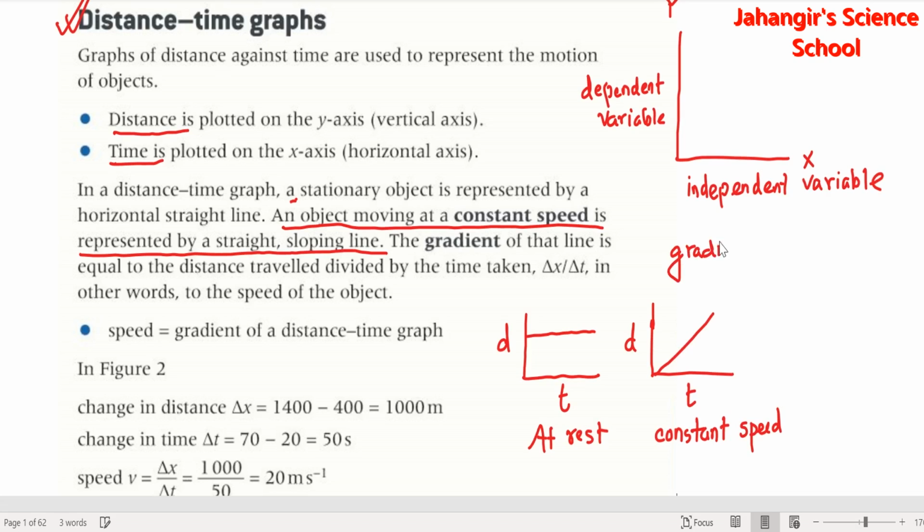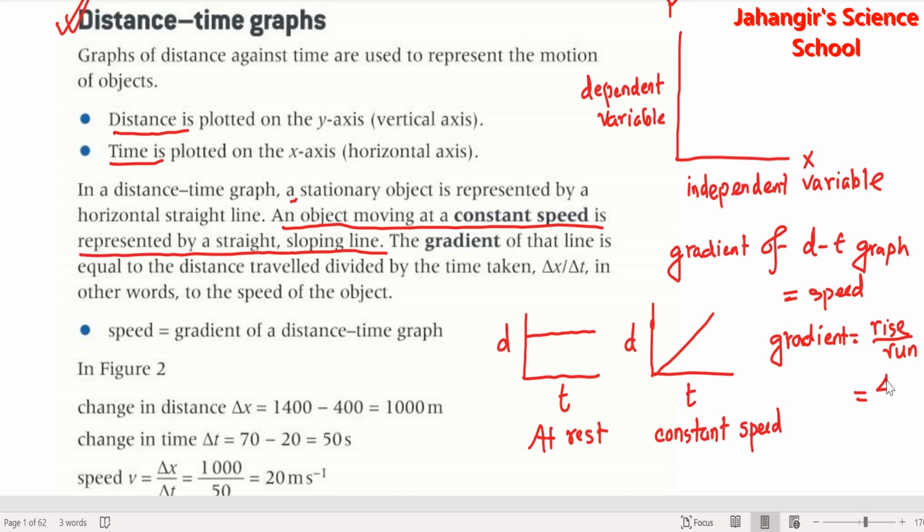So the gradient of the distance time graph is equal to speed. Why? We know gradient is calculated as rise by run. In this distance time graph, rise means change in distance and run means change in time.